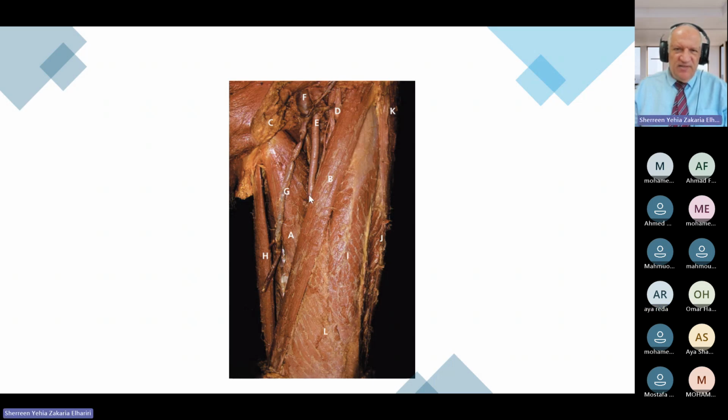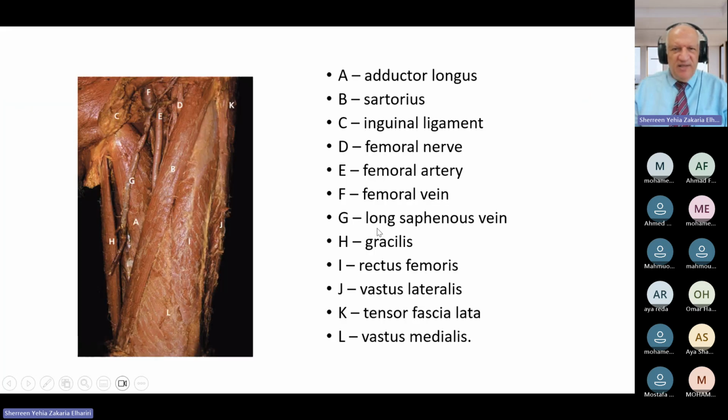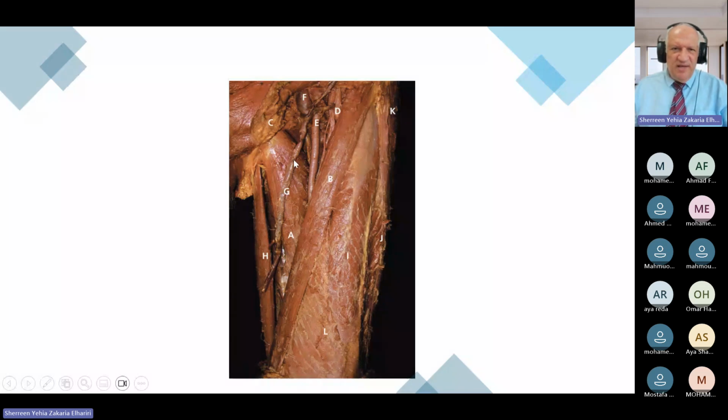Okay, so if it is the great saphenous vein, I will bring the second picture just to see. If G is the great saphenous or long saphenous, and if you are correct, F is the femoral vein. So the great saphenous joins the femoral vein at the saphenofemoral junction. What is E? Femoral artery. What is H here? It is a muscle, gracilis. What is K? It is tensor fasciae latae.